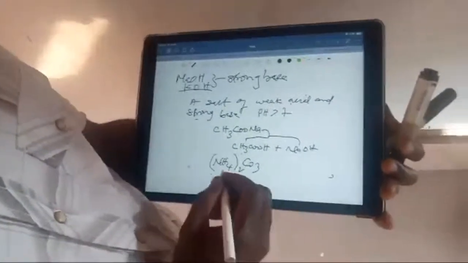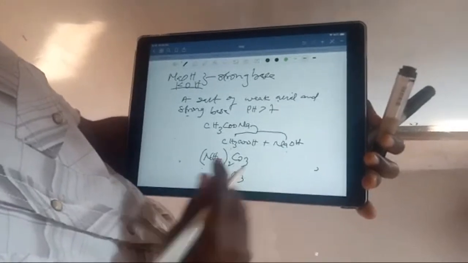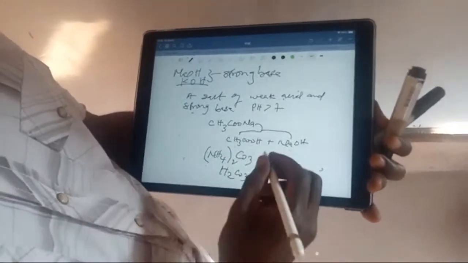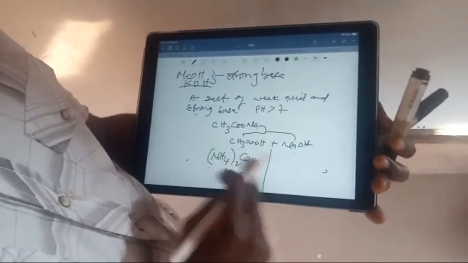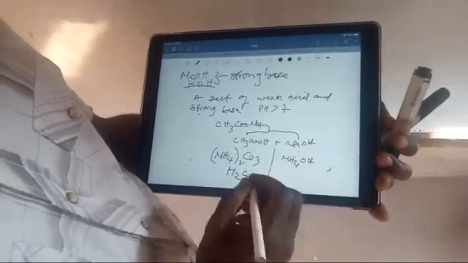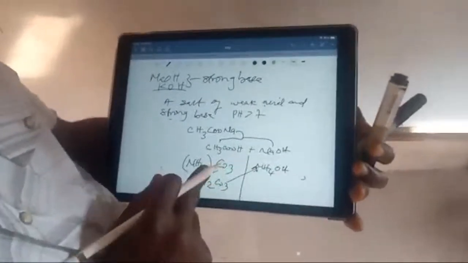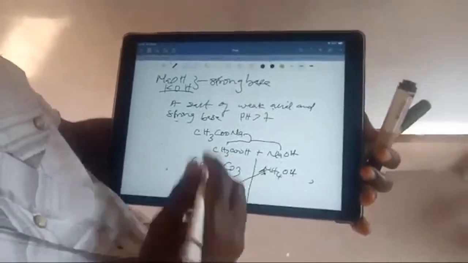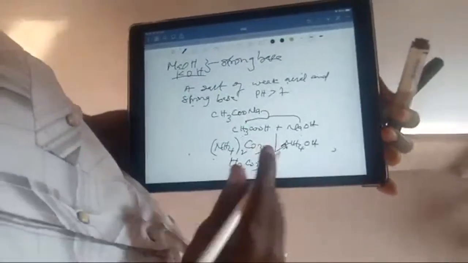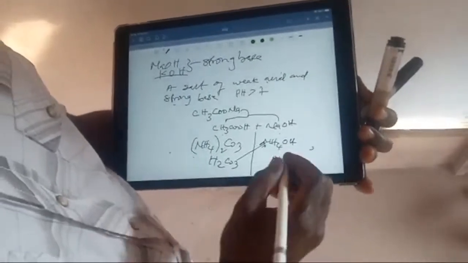Remove the cation, put H, it becomes H2CO3. This is a weak acid. Then, how do you know the base? Remove this one and now put OH. So this is a salt of weak acid and weak base. Please, this one will not hydrolyze. So salts of weak acid and weak base do not hydrolyze, which means they have pH equal to 7.